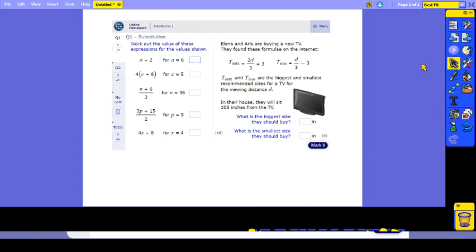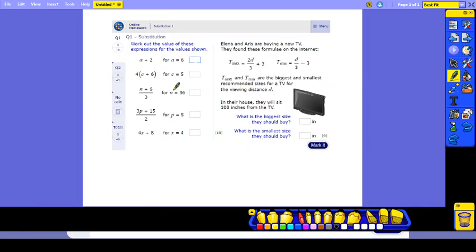Okay then, let's try this. So here you can see you've got one of your homeworks, which is to do a substitution, and this all means that the letters represent a number. So let's try this first one.